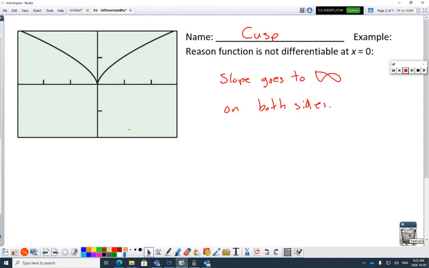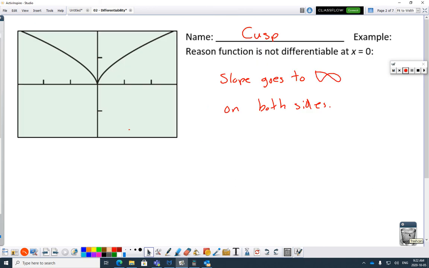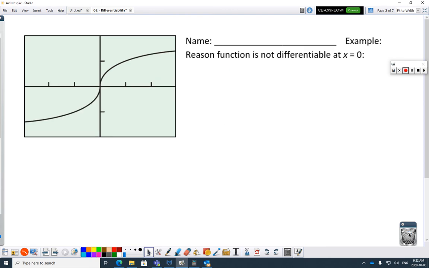All right. Corner, two different slopes on each side. Cusp, infinity slope on both sides. Subtle difference, I'll agree. Okay? Questions about cusps? It's tough to stay with my mask on. Cusp. Next one.